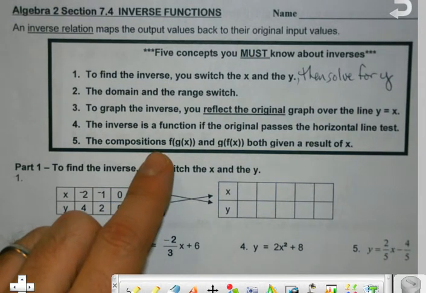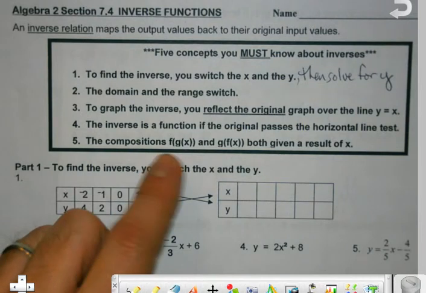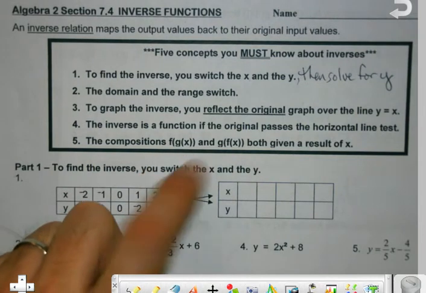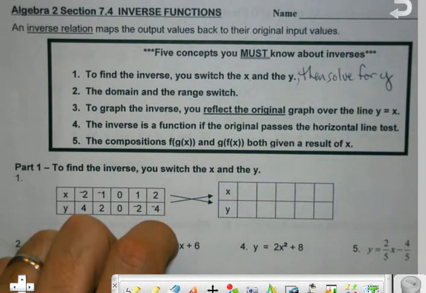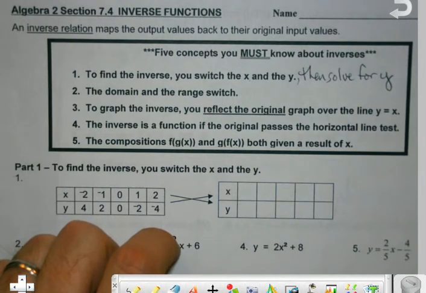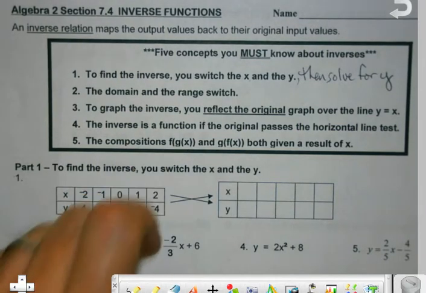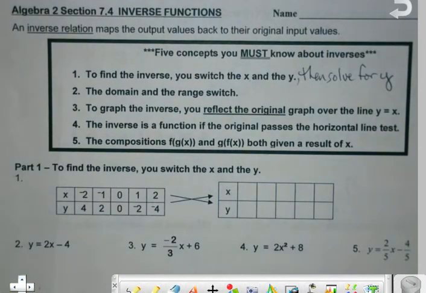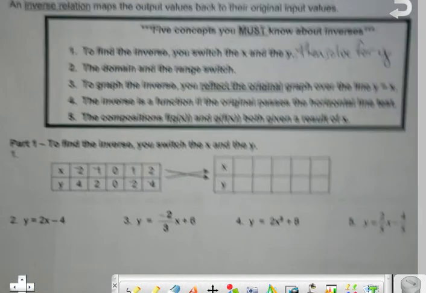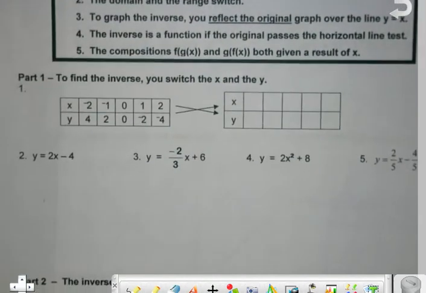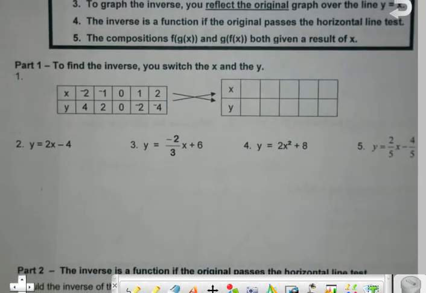And then the compositions. Yes, we're not getting rid of the f of g of and g of f of stuff. They'll equal each other if you have an inverse of something. And you'll get to see that. That's kind of a cool thing. So if you understand those things, we're going to get practice at all of them. Basically, you know how to find the inverse of a function. So, we'll start simple. It doesn't get real tough, but we'll get real simple here to start.